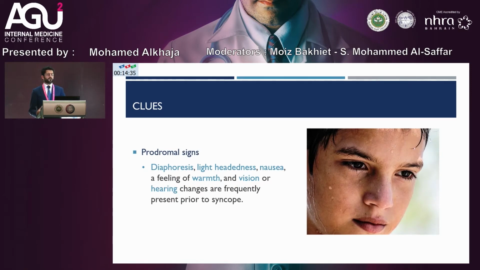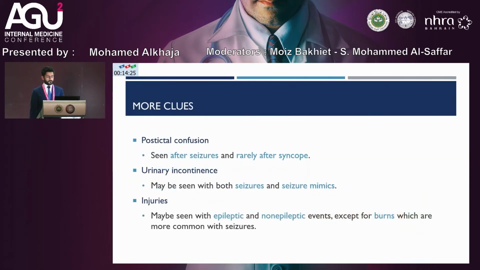If you have a prodrome of diaphoresis, lightheadedness, tunneling of vision, feeling warm, it's more likely to be a syncopal attack rather than a seizure. Postictal confusion is seen after seizures and very rarely after syncope. Urinary incontinence, our residents always ask about that, can occur with both seizures and seizure mimics. Injuries can happen with all, probably not with psychogenic non-epileptic events. Especially burns will not happen with psychogenic non-epileptic events.